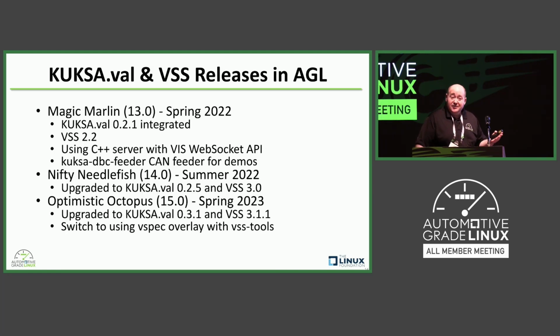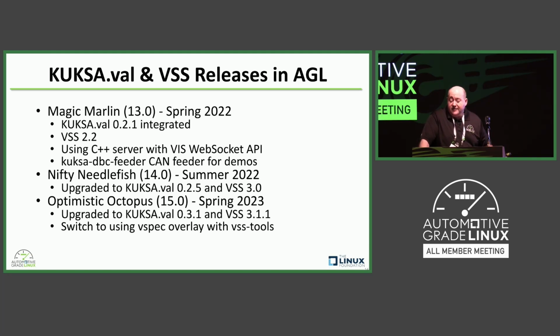So that was Marlin, basically last January, the beginning of the year. We did ship that in spring, and that was KUKSA 0.2.1. At that point, the VSS spec was at 2.2. And like I said, that was originally the C++ server using the WebSocket API, the VIS, and the DBC feeder. In the summer, the Nifty Needlefish release, we just bumped up to newer versions of KUKSA.val 0.2.5, and that got us to VSS 3.0.